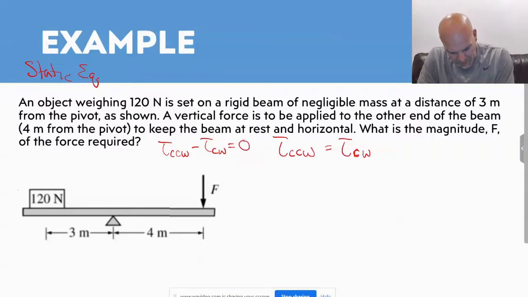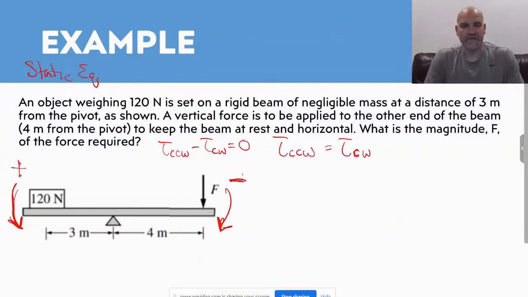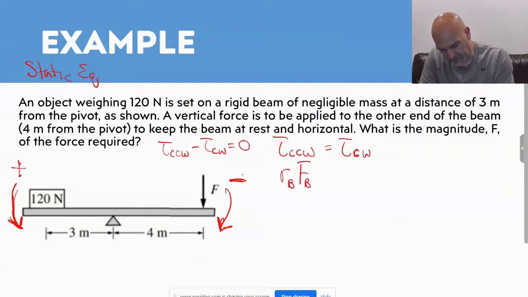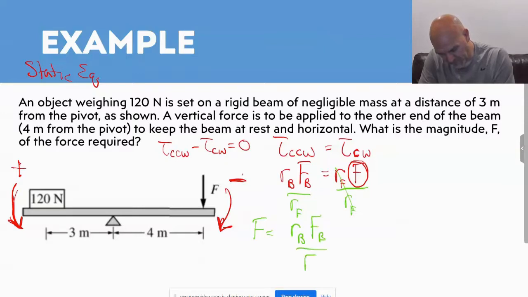On the 120 newton side, this is what will cause the torque. This F will cause the torque. The 120 newtons will be our counterclockwise torque. F will be our negative, our clockwise torque. And so we would say R, we'll call it R_B for block, so R_B F_B equals R_F times F. I'm solving this for F, so I simply divide both sides by R_F. It goes away here, and F equals R_B F_B over R_F.